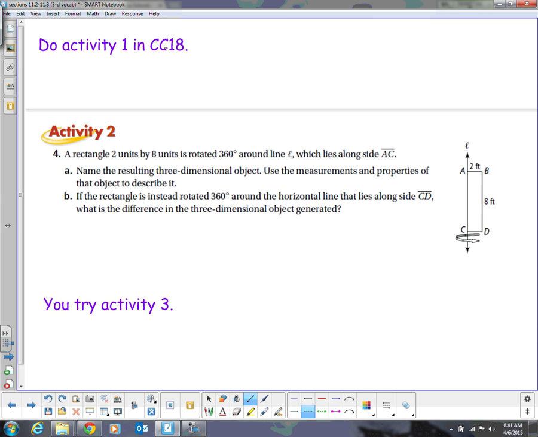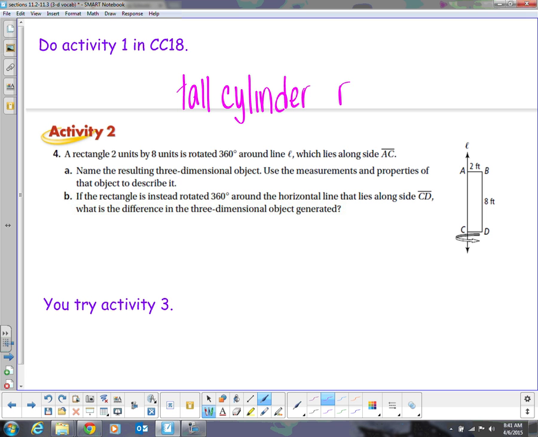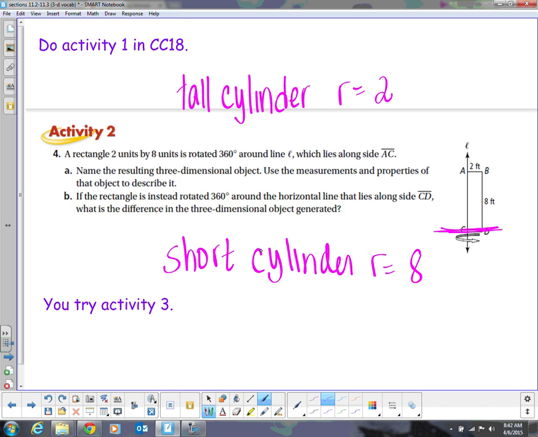All right, then in CC18, activity 1, and you saw this on Sketchpad. If I were to spin this rectangle around line L, what would you get? You would get a tall cylinder, wouldn't you? And what kind of radius would it be? Radius is 2. What if you were to spin it on this line? Is it still a cylinder? It would be a short cylinder, but now what is its radius? Radius would be 8 feet.